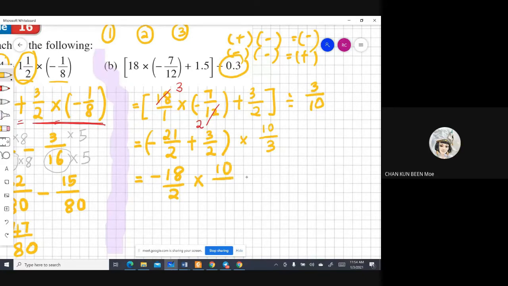Multiply 10 over 3. So over here, the 18 and 3, we can cancel by simplifying. 3 times 1, 3. 3 times 6, 18. Same goes to number 2 and 10. 2 times 1, 2. 2 times 5, 10. Then we just multiply the 6 and the 5. 6 times 5, 30. 30 over 1. So negative times positive is negative. That's how the answer is negative 30. We don't write down the over 1 because we simplify it. The answer is negative 30.